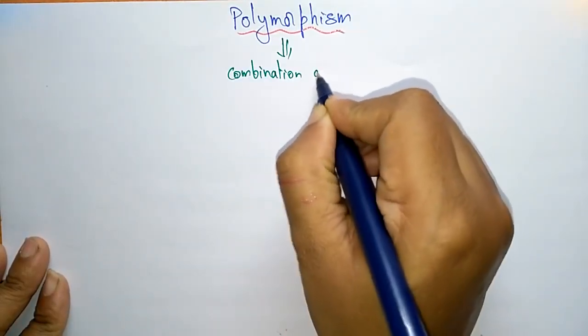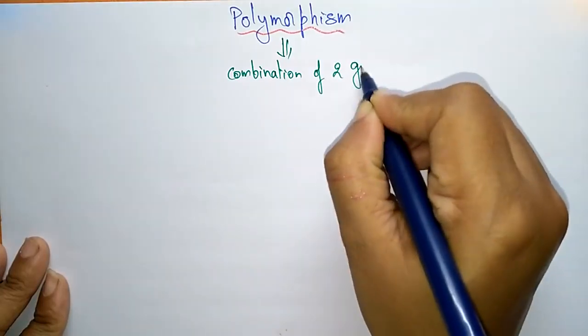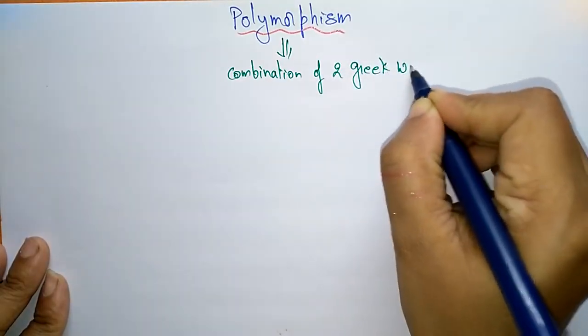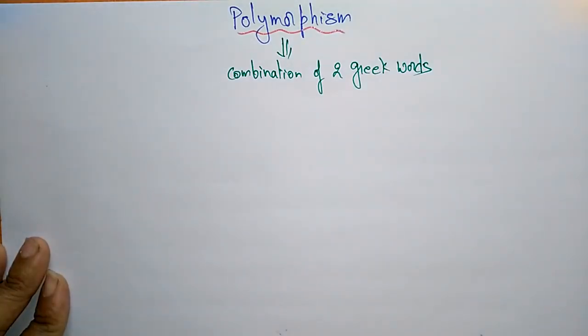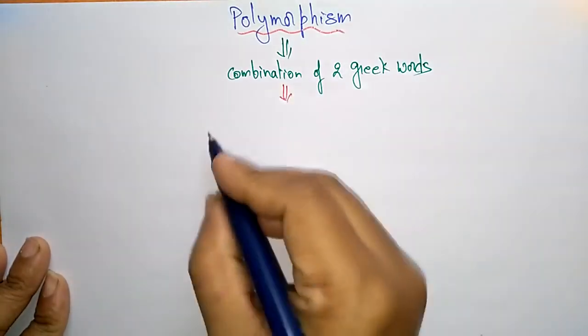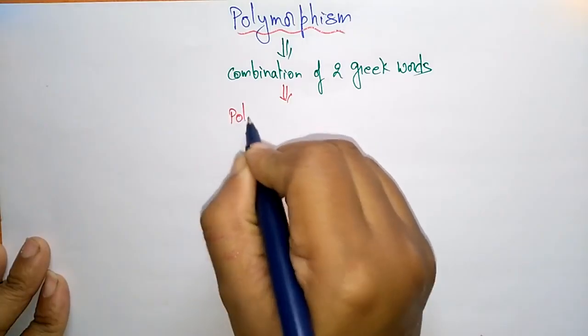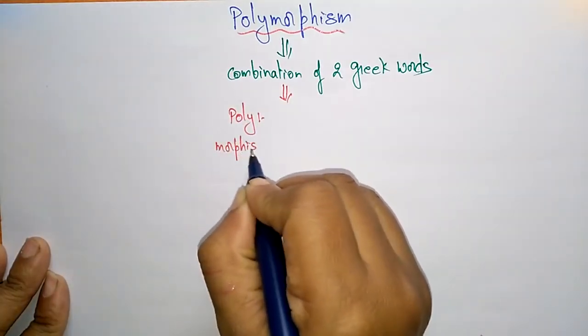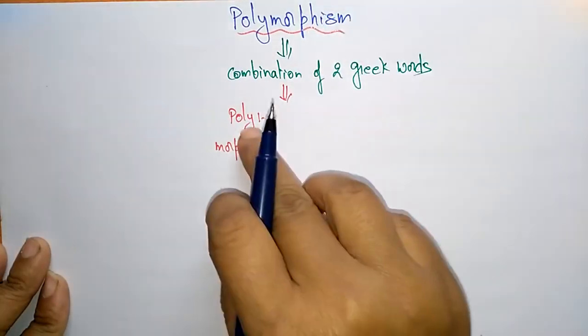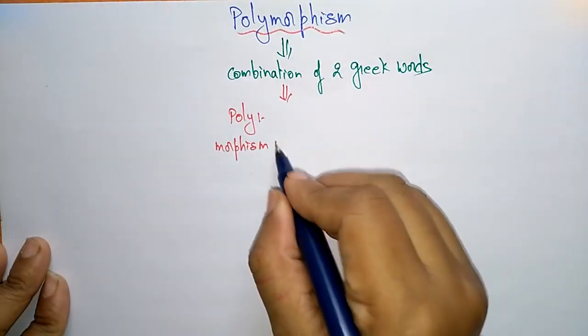Combination of two Greek words. So what are those? Those are poly and morphism. So polymorphism is divided into poly and morphism.